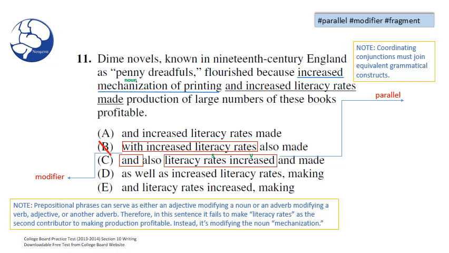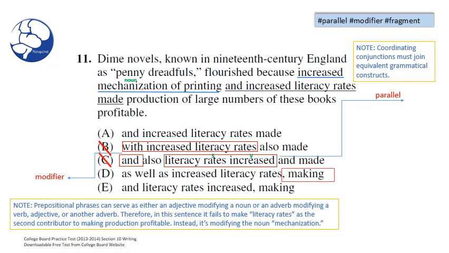But what follows is a subject and a verb. It's a clause: literacy rates increased. So we have a parallel error here. We have a noun on one side. On the other side, we have a complete clause. So it results in a parallel error. So we can go ahead and eliminate C.